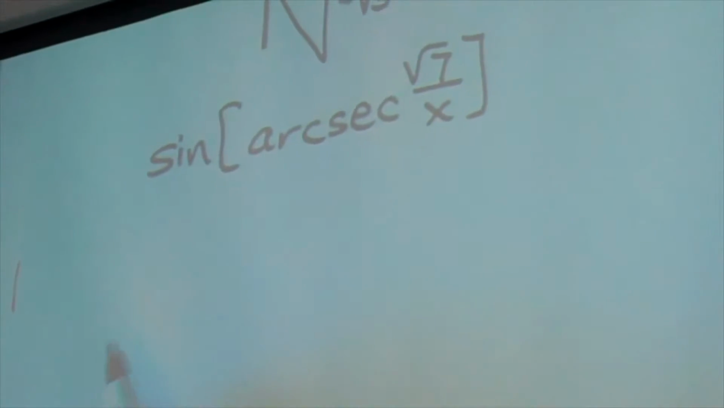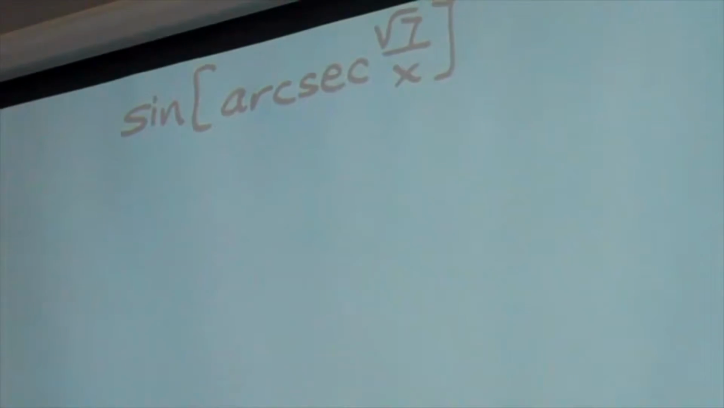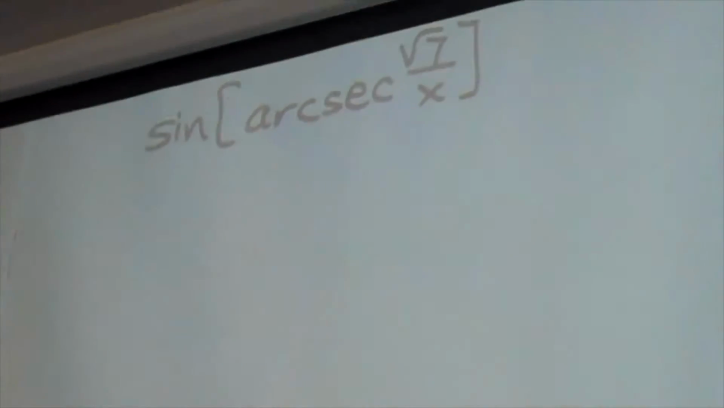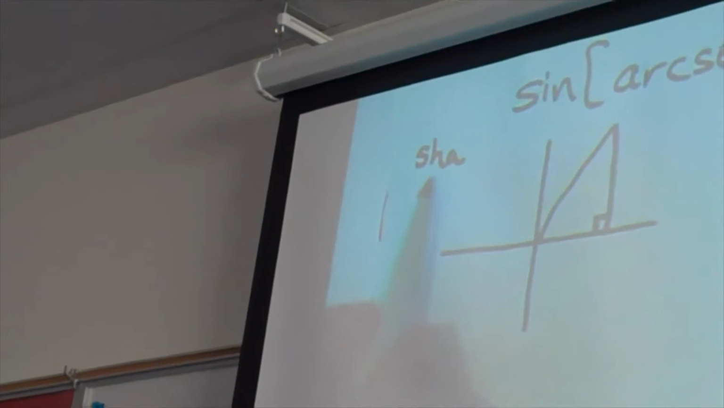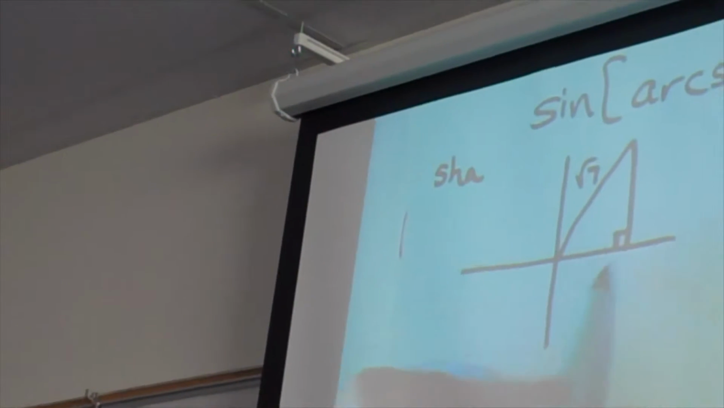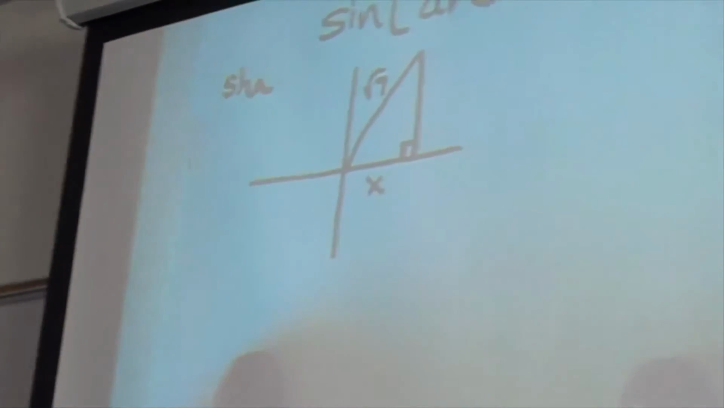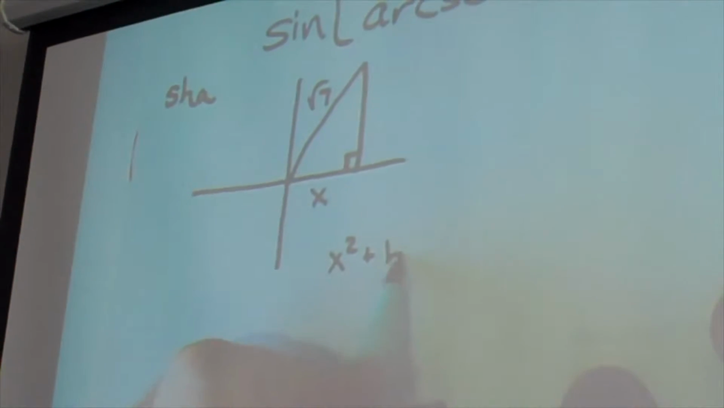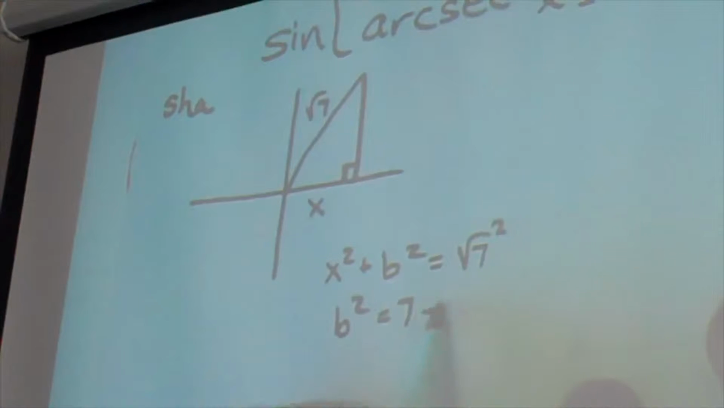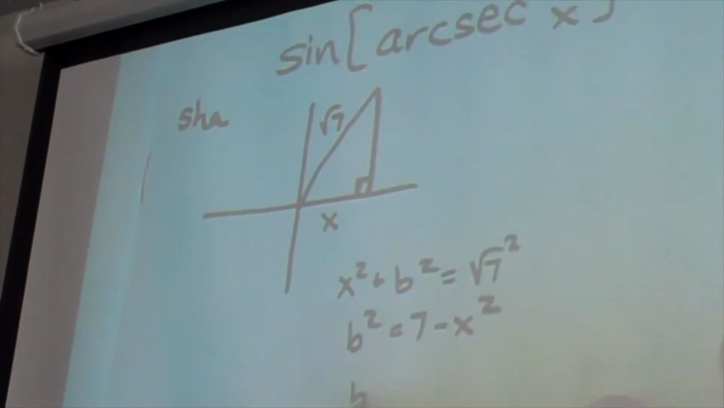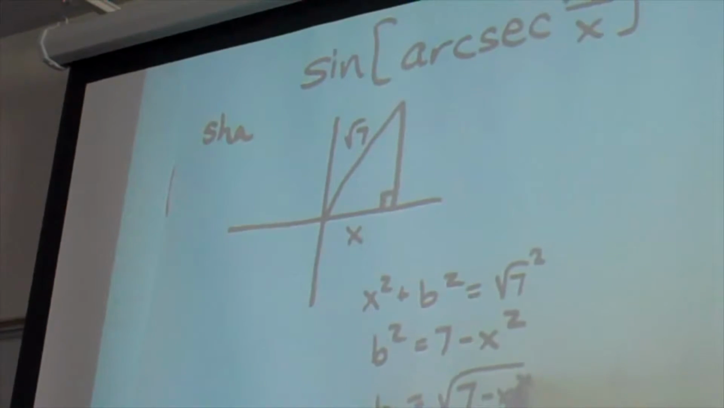Okay. Sine of the arc secant of root 7 over x. Set it up in quadrant 1. Arc secant, well, secant is the sha in Choshakao, right? So that's hypotenuse over adjacent. So if we do Pythagorean theorem, we're going to say x squared plus b squared equals root 7 squared. So b squared would equal 7 minus x squared. So b is the square root of 7 minus x squared.